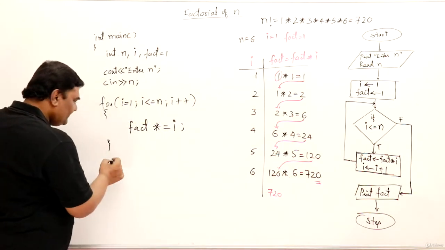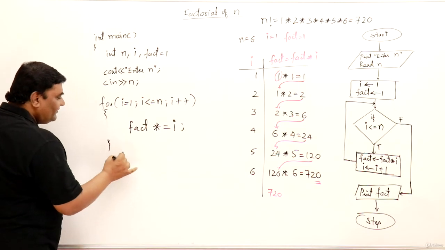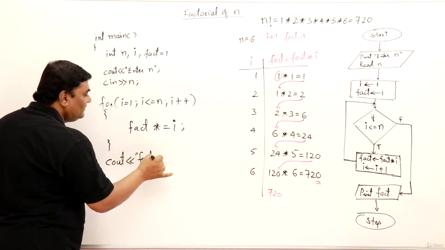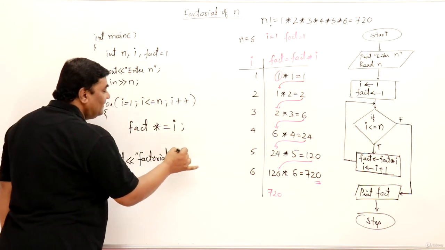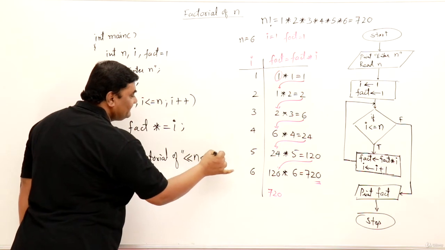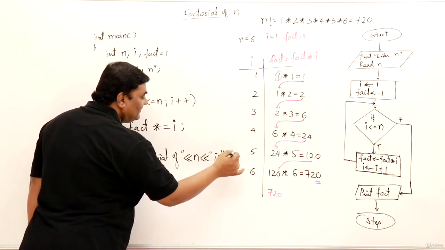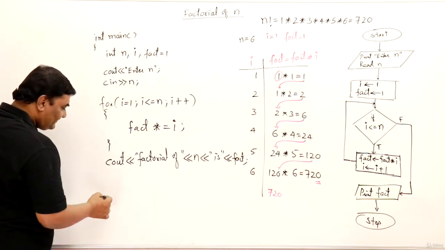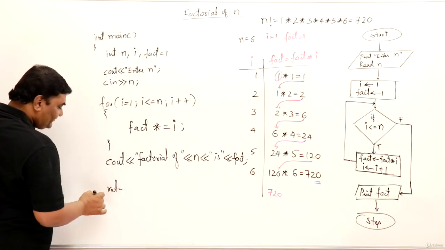So here I will give a proper message. I'll give a message that factorial of n is, then again here fact is a variable. In this I got the answer. That's all. Return, and stop.